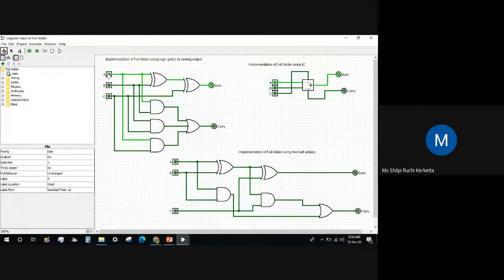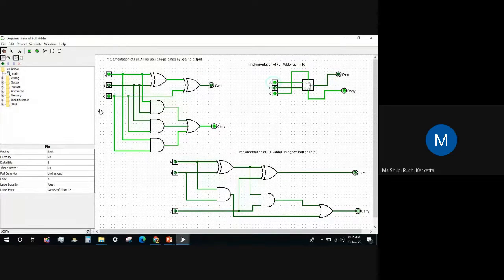Okay. But what if we do two ones? So for 0, 1, 1, two ones are there, so the sum is 0 and the carry will be 1. If we do 1, 1, 0, two ones are there. So 1 plus 1, the sum will become 0 and the carry will become 1. And for 1, 0, 1, here also the sum will become 0 and the carry will become 1. Here we have used the IC.